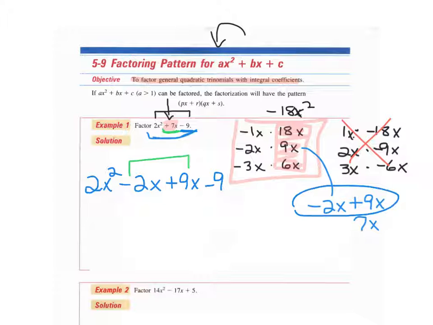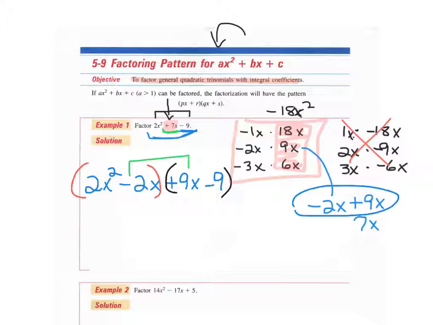I now need to group my 4-term polynomial. So I'm going to make a group of the first 2, and then I'm going to make a group out of the second 2 terms, or the last 2. I'm now going to look for a greatest common factor between each of the numbers in each of the groups. And it's going to be a different greatest common factor for each group.